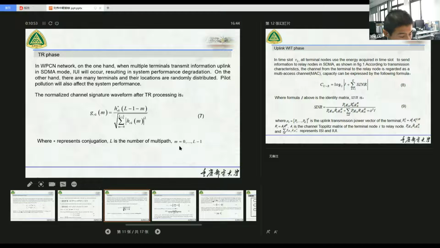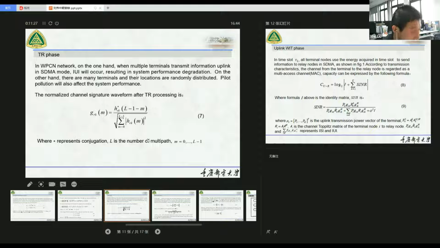signature waveform. The terminal transmits information through channels with different channel signatures, and effectively suppresses interference by adjusting the parameters of the channel signatures. The normalized channel signature waveform after TR processing is as follows.